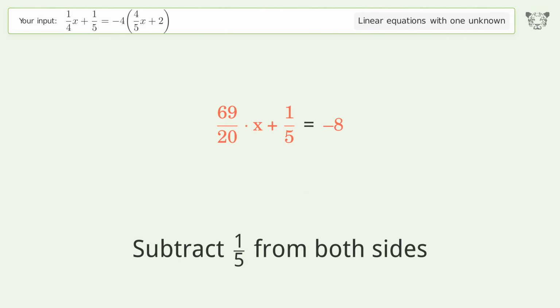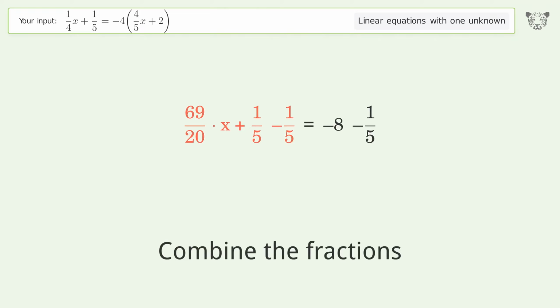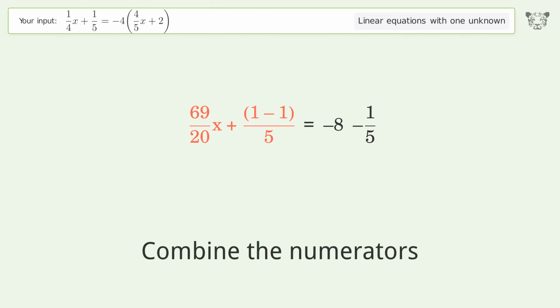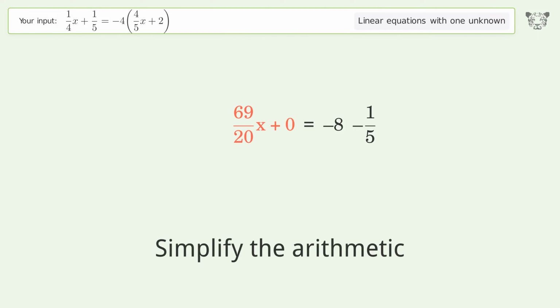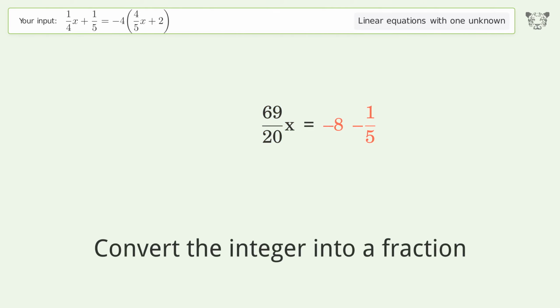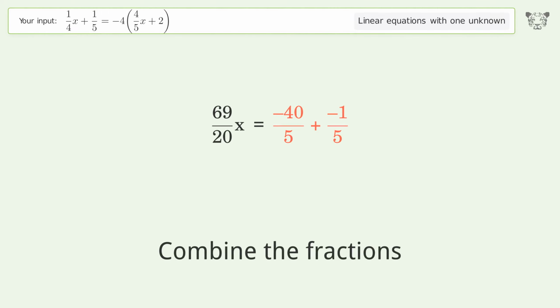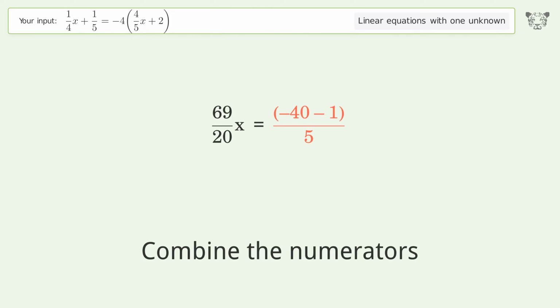Subtract 1/5 from both sides. Combine the fractions. Combine the numerators. Reduce the zero numerator. Simplify the arithmetic. Convert the integer into a fraction. Combine the fractions. Combine the numerators.